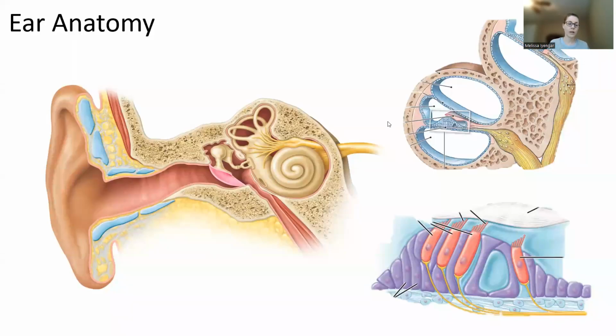Okay, last thing we're going to look at is anatomy of the ear. And then I'm also going to do physiology. I should just put ear anatomy and physiology. Really, we're going to look at the pathway of sound through this.